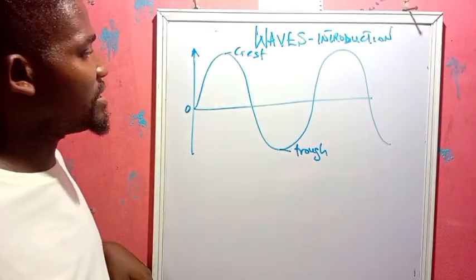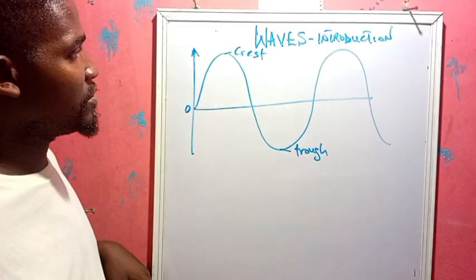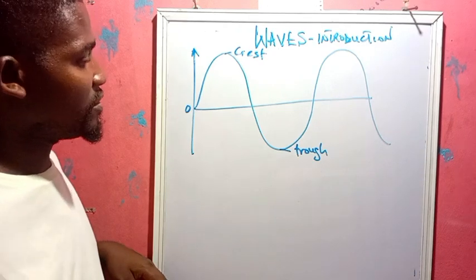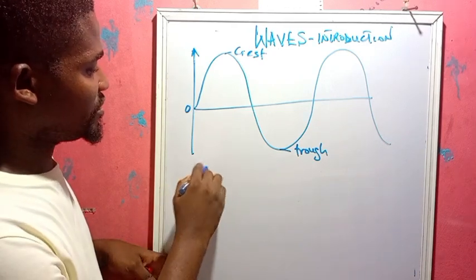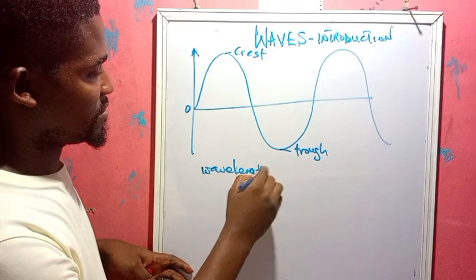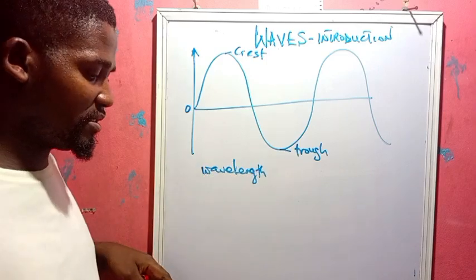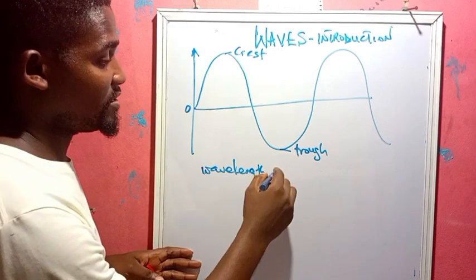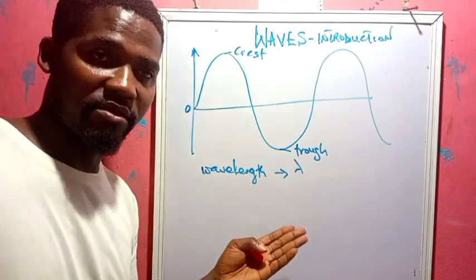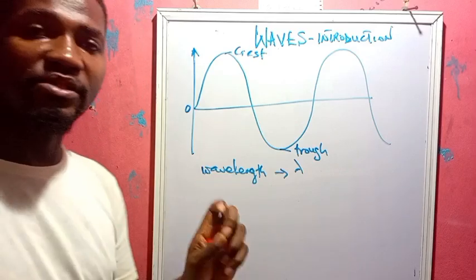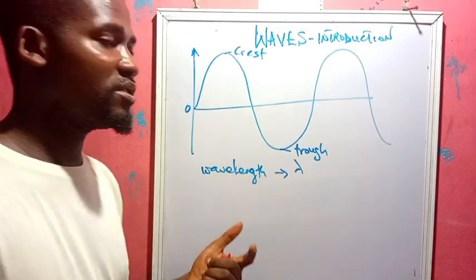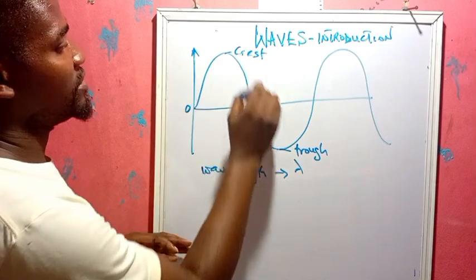Now, also in a wave, we have the distance that has been traveled, which is known as the wavelength. The wavelength is the distance of the wave. Wavelength is expressed as lambda. The wavelength, or lambda, is the distance it travels whenever it makes one complete oscillation. The oscillation is like from here to this point.